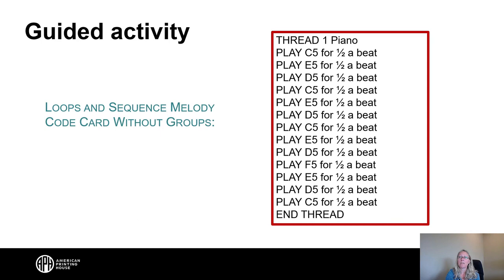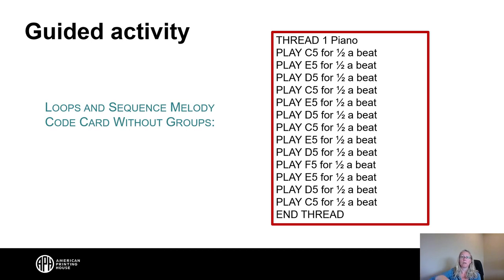Before they begin working and creating something in CodeJumper with this code card, we want them to first read the code and identify where loops could be present. So up on the screen right now for this guided activity is the Loops and Sequences Melody Code Card without groups, meaning this is just a bunch of lines of code and they're not divided up into places that make sense to do a loop.